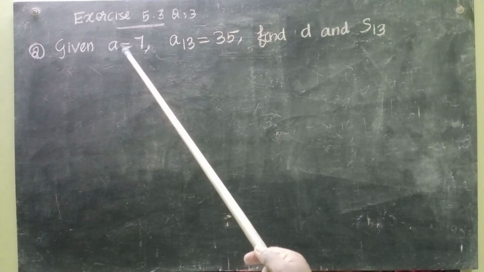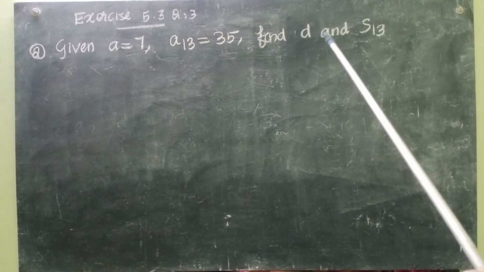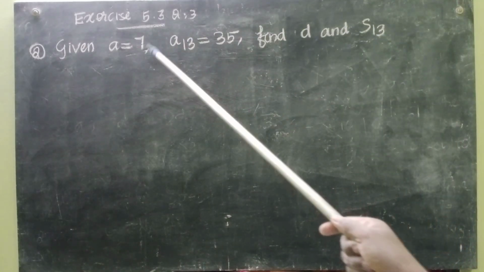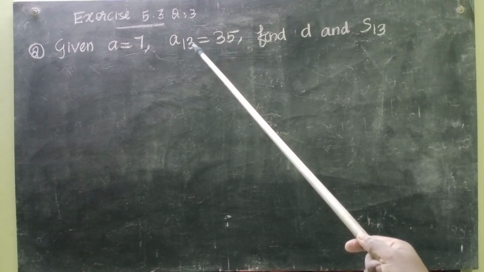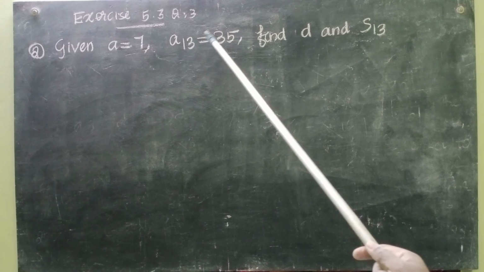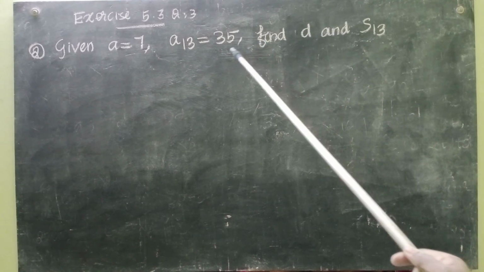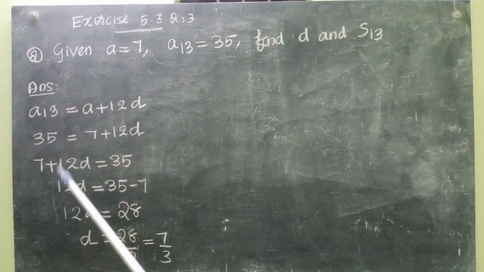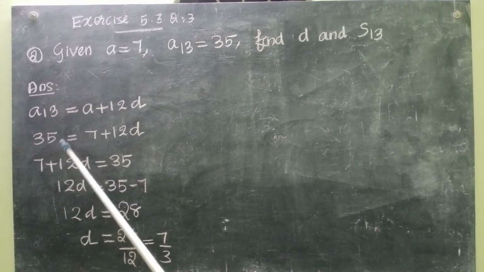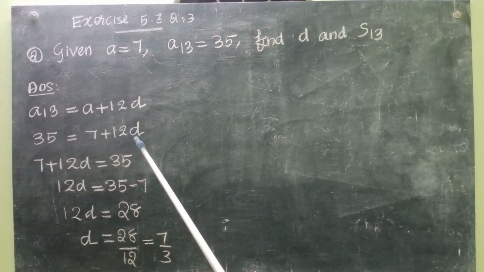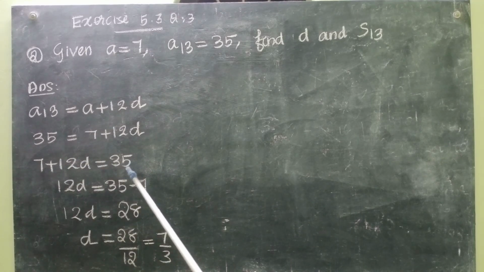Question number 2. Given a = 7, a13 = 35, find d and S13. Here a and a13 are given. a13 means the 13th term, so n is also given as 13 and the last term an is 35. You have to find d and S13. We can start with this a13. We have a13 = a + 12d, that is 35 = 7 + 12d. Change the sides. We get 7 + 12d = 35.